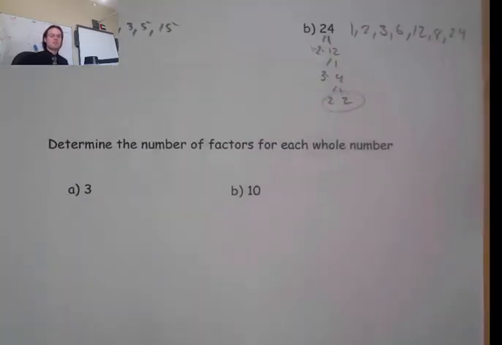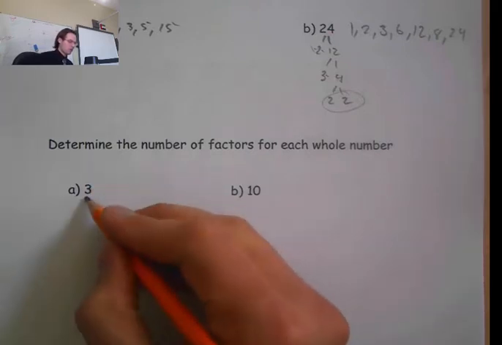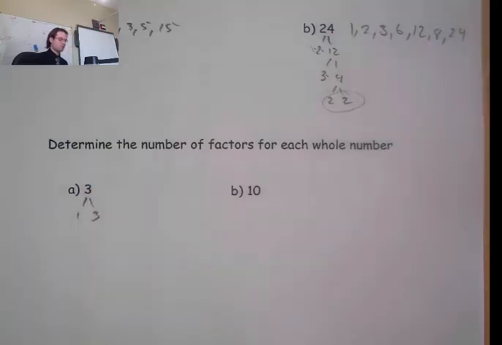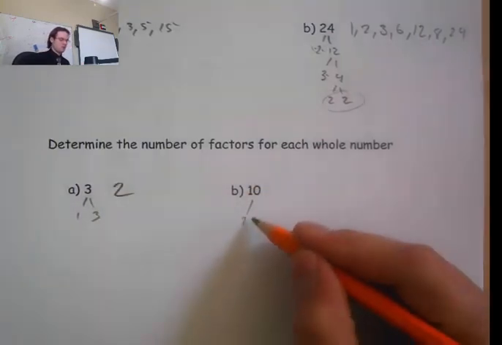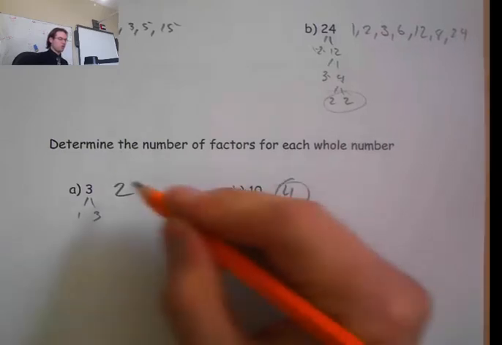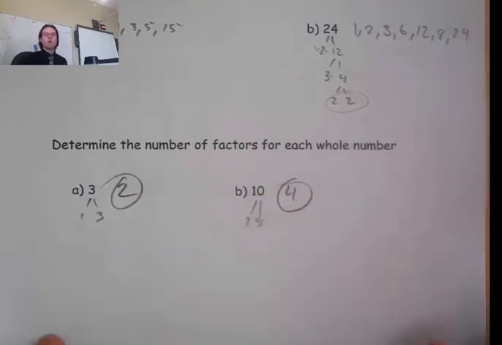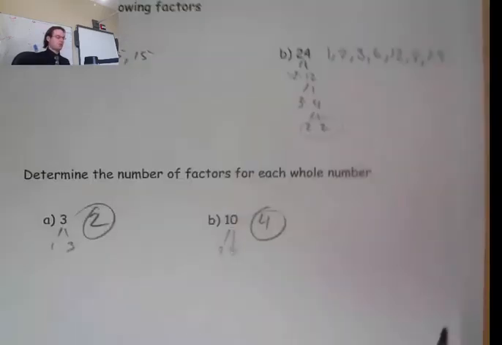So for the next part here, it says, determine the number of factors for each whole number. Well, this one I have 1 and 3, right? That's the number of factors for each whole number. So there's 2. This next one I have 2 and 5 and 1 and 10. So there's 4. Okay, so this one is 4 whole factors.